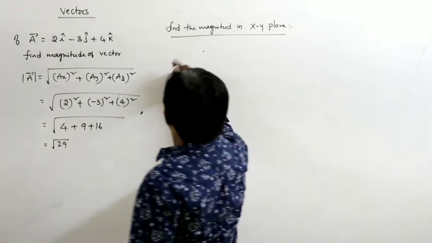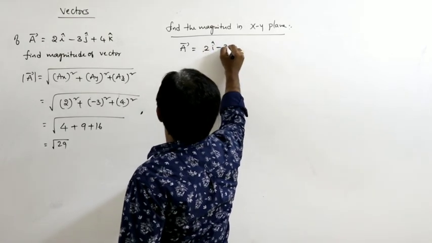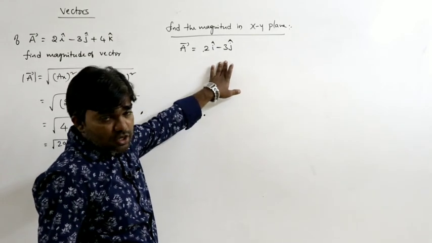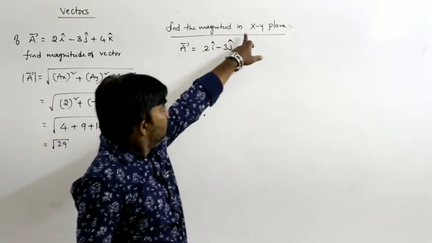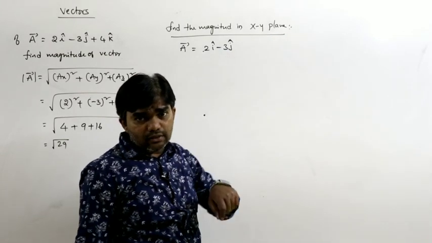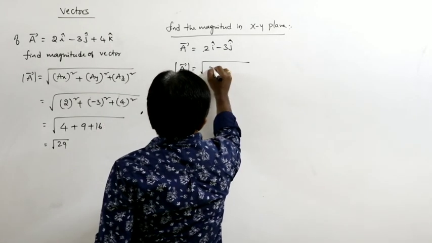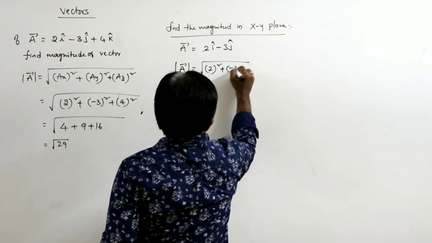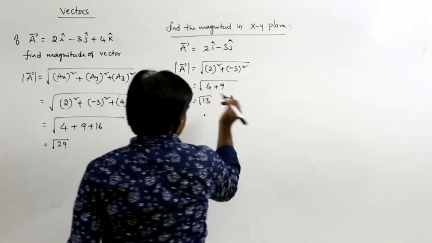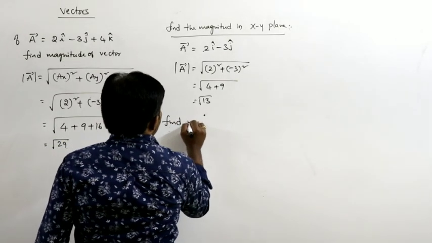So here we have to consider only a bar equals 2i minus 3j. No need to consider 4k, because only the magnitude of the vector in the xy plane we have to find out. That is important. So, magnitude of a bar is under root 2 whole square plus minus 3 whole square, square root of 4 plus 9, under root 13. That's all.